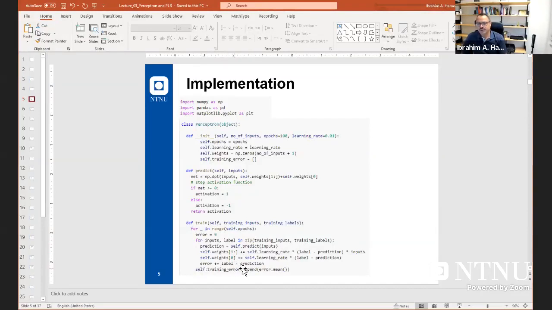After that, I calculate the error. The error is the target feature, which is the label, minus the prediction. I keep it in this training error because I want to plot it later on.